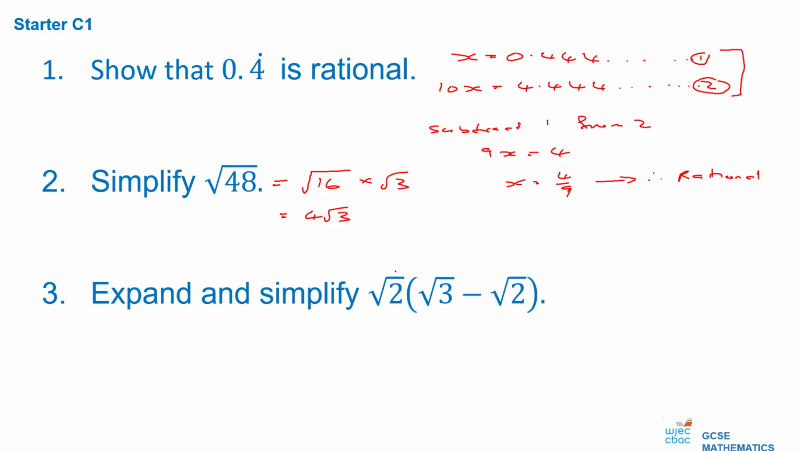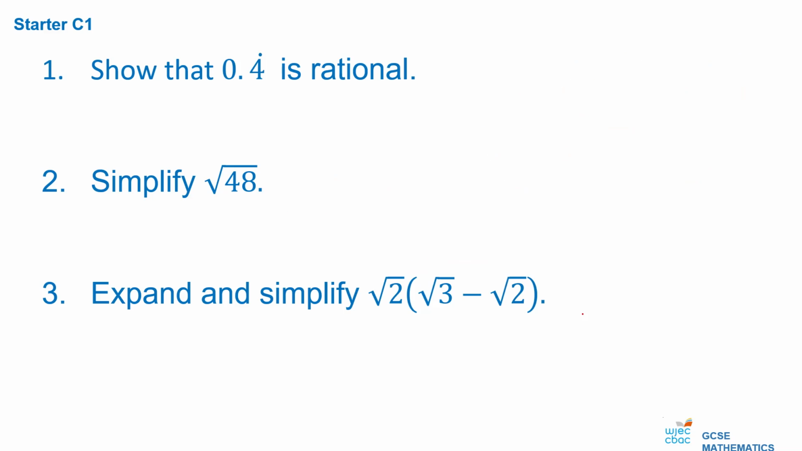On the last one, I've got to multiply everything outside the brackets by everything inside the brackets. So root 2 times root 3 gives me root 6. And root 2 times root 2 gives me 2. So what I want you to do is rag these 3 starters, and when you're ready, hit play again, and we'll move on to cones.